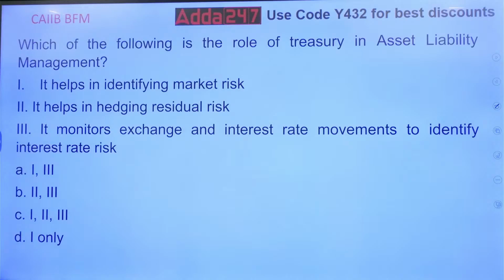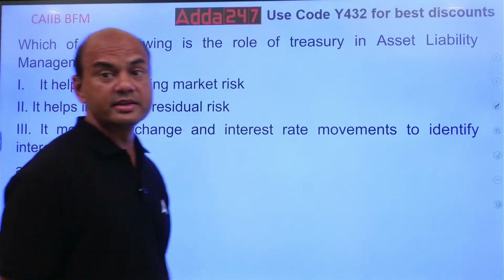Which of the following is the role of Treasury in asset liability management? So which is the role of Treasury in ALM? It helps in identifying the market risk. It helps in hedging residual risk. It monitors exchange and interest rate movements to identify the interest rate risk. So what does Treasury do? What is the role of Treasury in this?